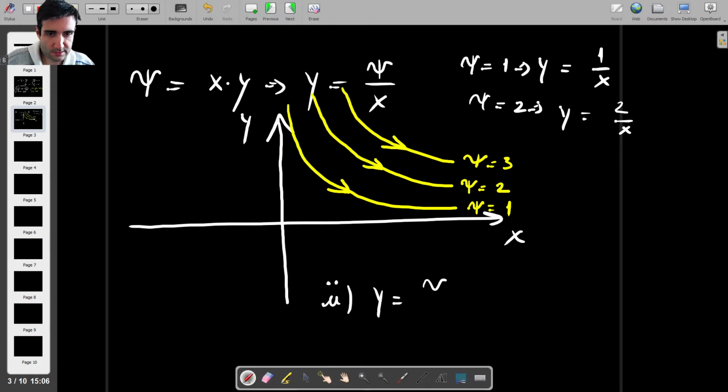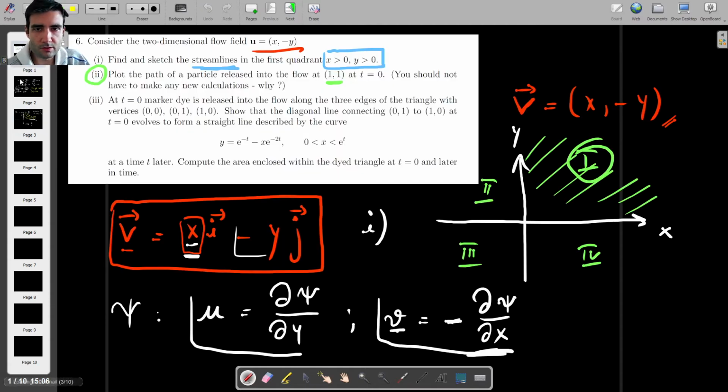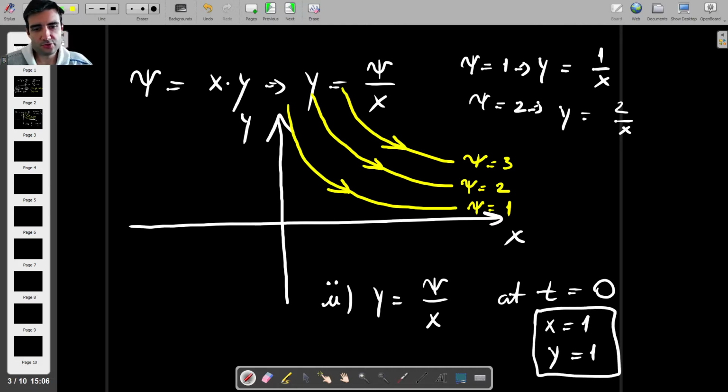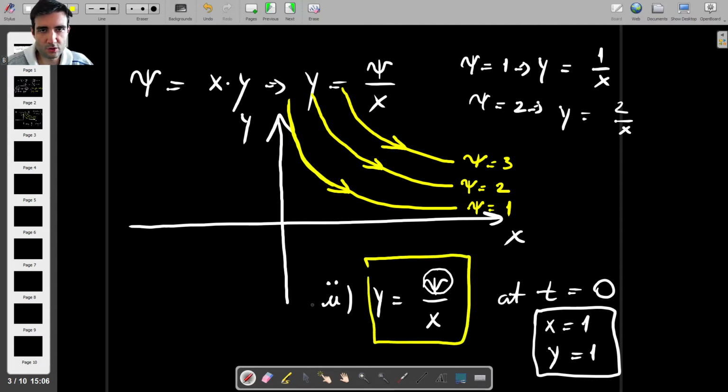And we know y is psi over x. We also know that initially, so initially means that at time equals 0, x is equal to 1, and y is also equal to 1, like this. So that means we can actually use this initial condition to find what this psi value is. So in a way, you don't have to do any more calculations because you know the path is going to look like what's in part A, right? Because this is the y dependence on x, basically.